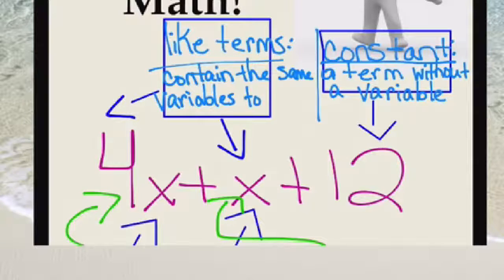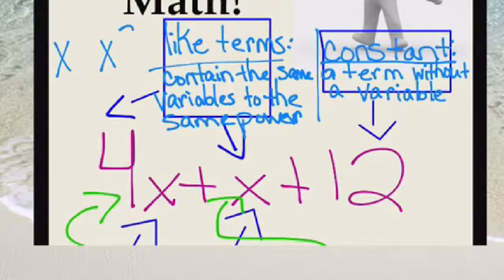to the same power. And basically what that means is that x and x squared, or x to the second power, would not be considered like terms because they're raised to a different power. So once again, x and x squared are not like terms.